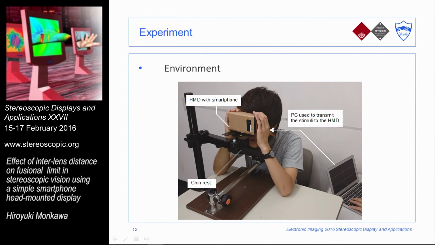This figure shows the environment of the experiment. When the participants viewed the image through the HMD, their chins were fixed on the chin rest, and they were not allowed to move the HMD. The position of the head was also fixed in the control condition using the same chin rest. To prevent the HMD from tilting, its housing was held by the participant with both hands. The stimulus image was presented by sending the image to the smartphone wirelessly from a PC. The experimenter controlled the disparity.